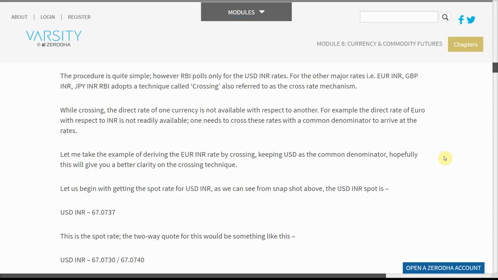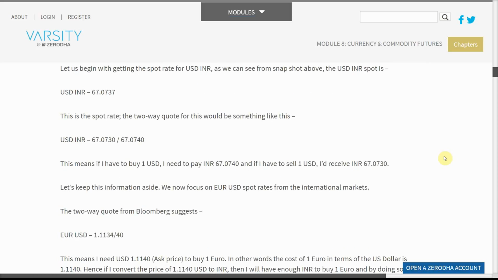The two-way quote for this would be something like this: USD/INR 67.0730, 67.0740. This means if I have to buy one United States dollar, I need to pay INR 67.0740, and if I have to sell one United States dollar, I'd receive INR 67.0730. Let's keep this information aside.